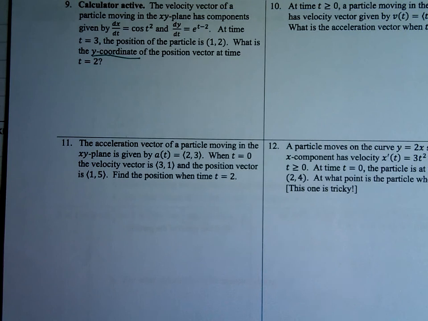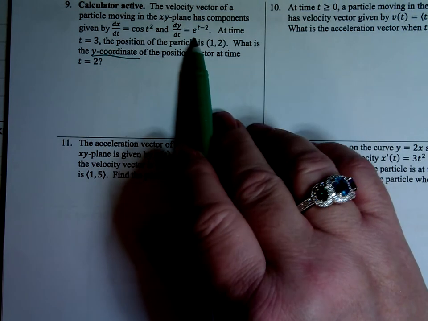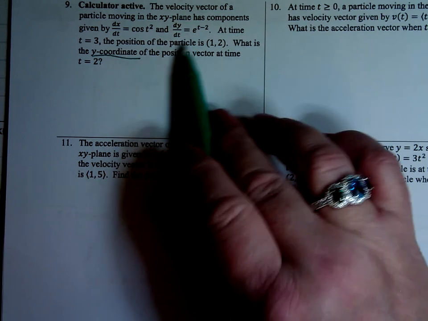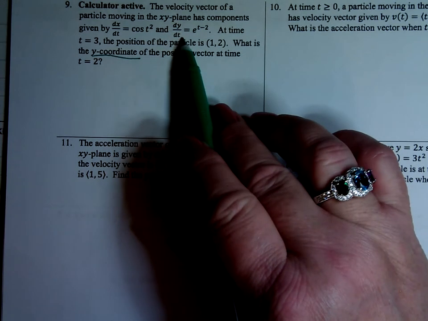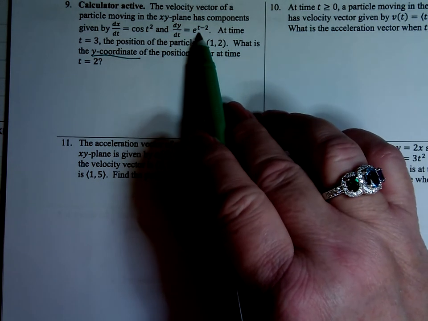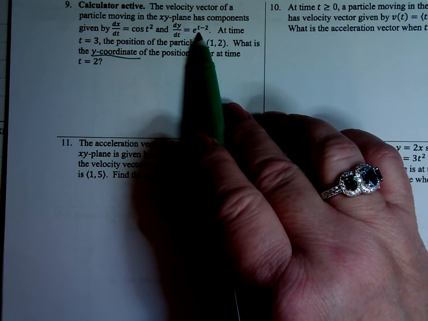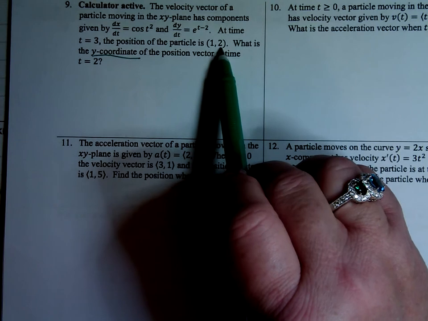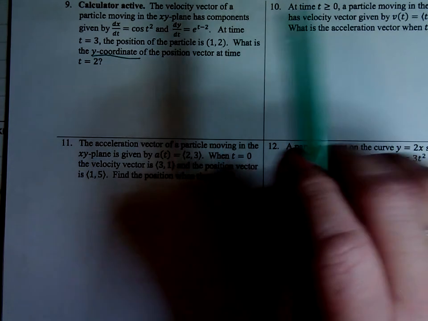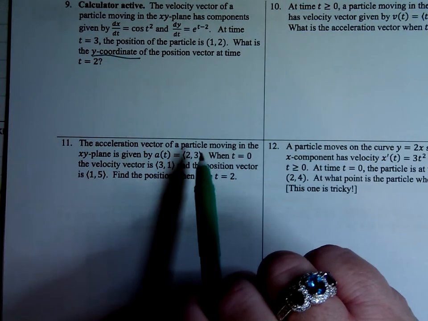We could go and integrate the y component here, because remember they gave us dy over dt. They're giving us the first derivative here. So I can go backwards and find the position function, and then use the information I know that it equals 2, and that would allow me to find c. And then I could put it in and figure out what this would be.